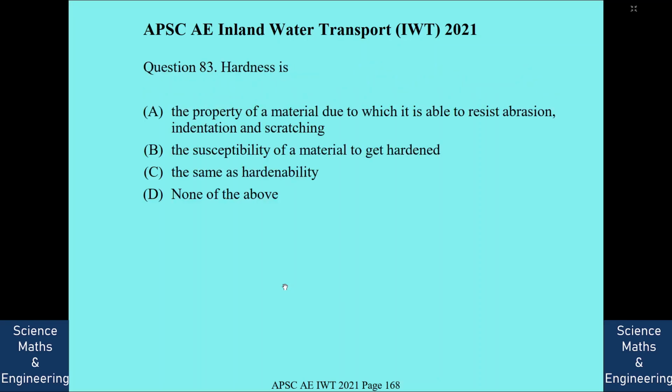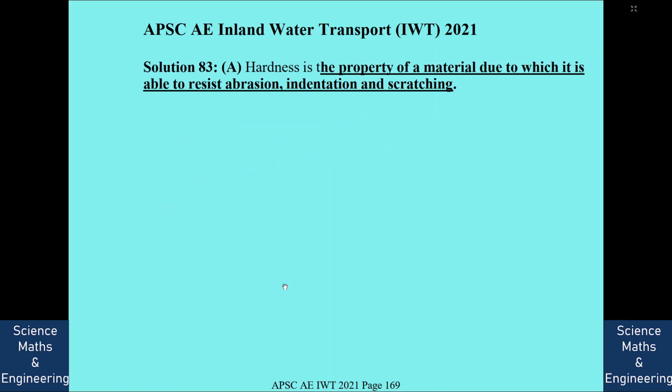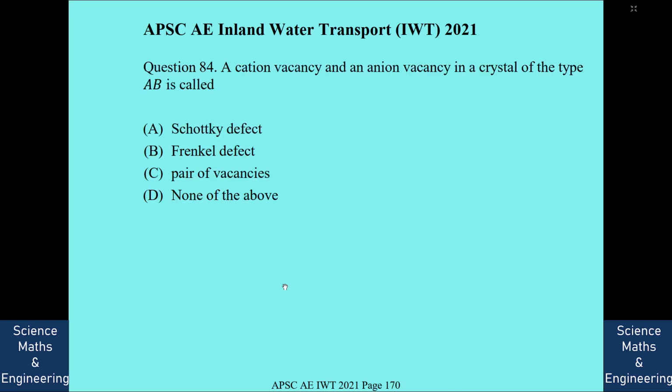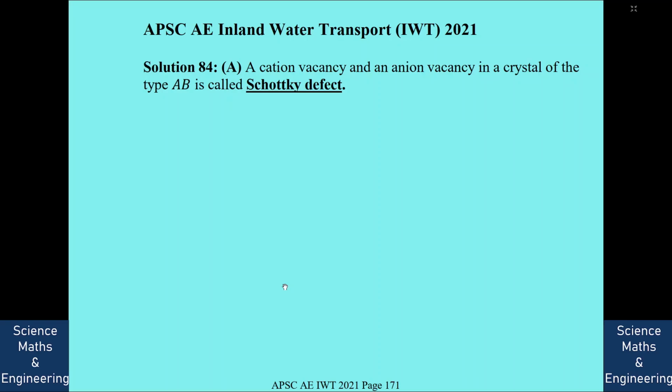Okay, next, hardness is A, the property of a material due to which it is able to resist abrasion, indentation, and scratching, B, the susceptibility of a material to get hardened, C, the same as hardenability, or D, none of the above. So the answer is, hardness is the property of a material due to which it is able to resist abrasion, indentation, and scratching. Next, a cation vacancy and an anion vacancy in a crystal of the type AB is called, so it is called Schottky effect.